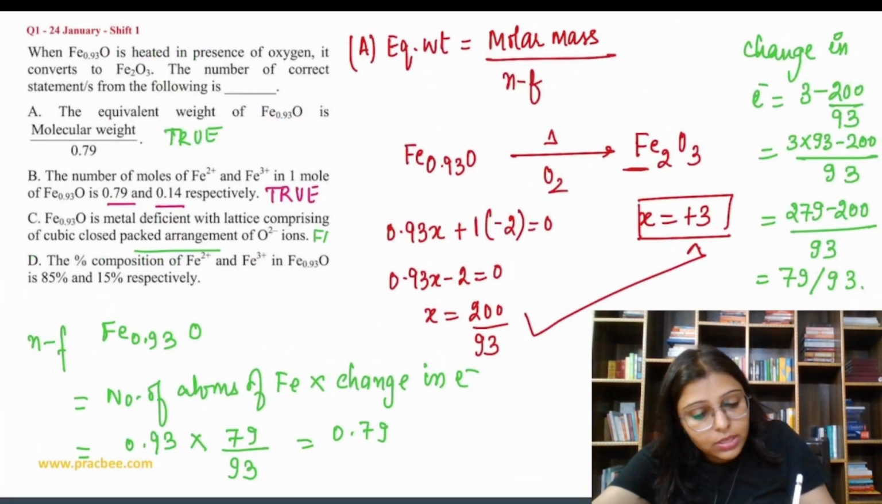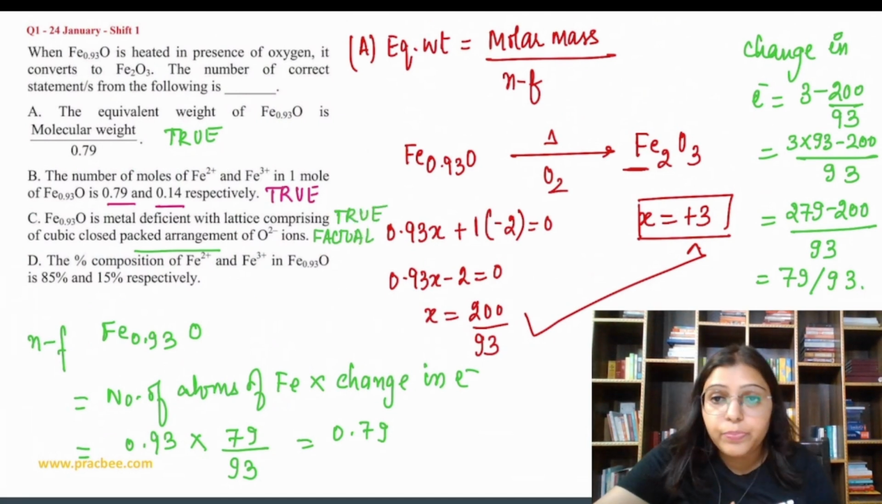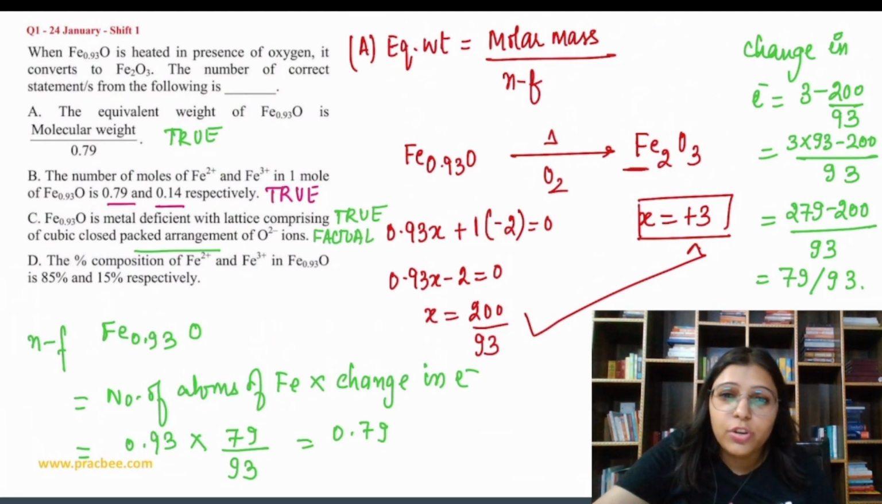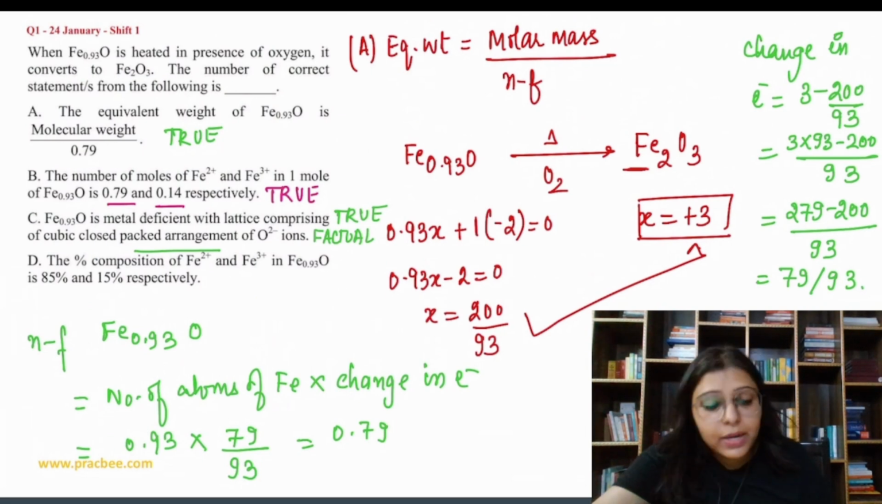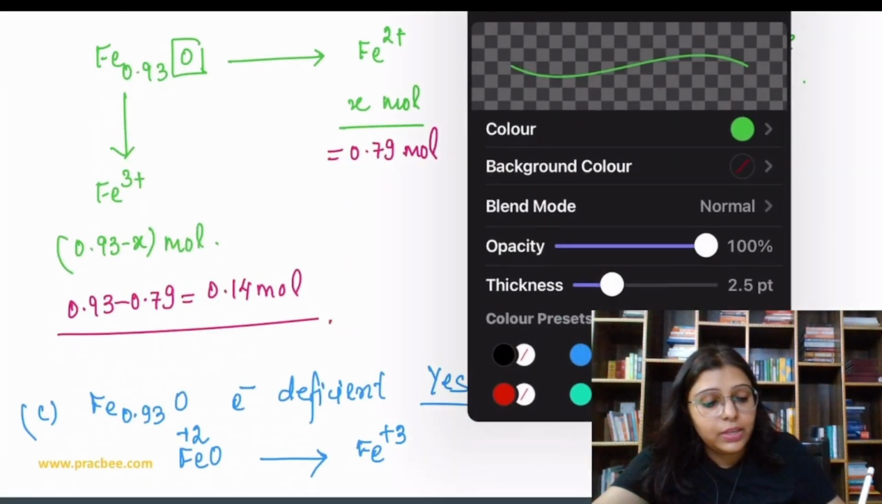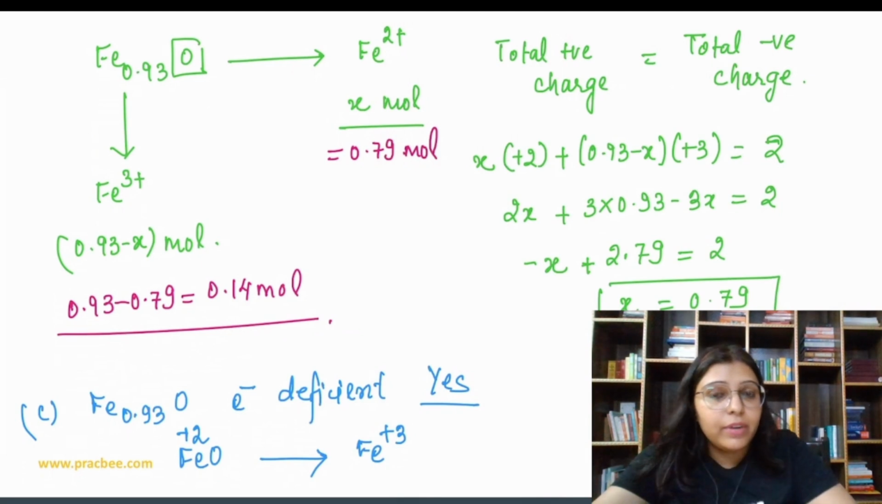This is a factual statement, and this is factual, and option C is also true. Okay. Now let's see option D: the percentage composition of Fe2+ and Fe3+. Now we have to find out the percentage. So from the second statement we can find out the percentage.